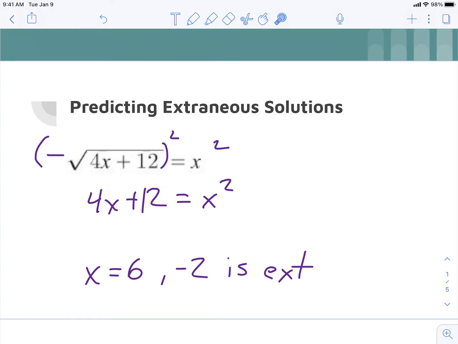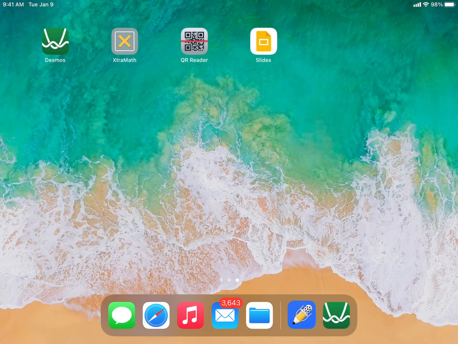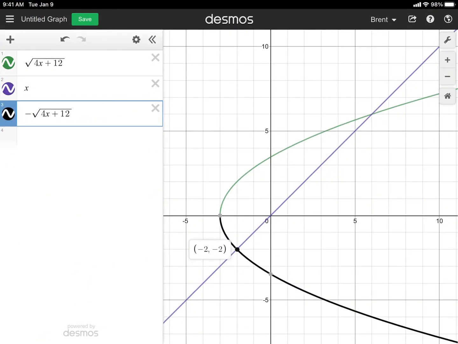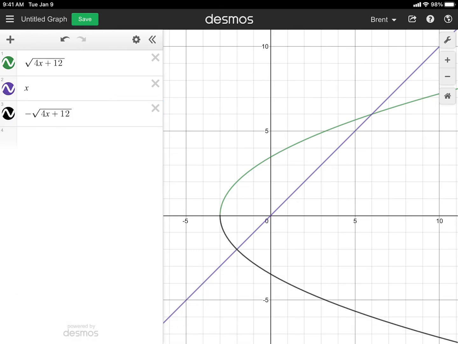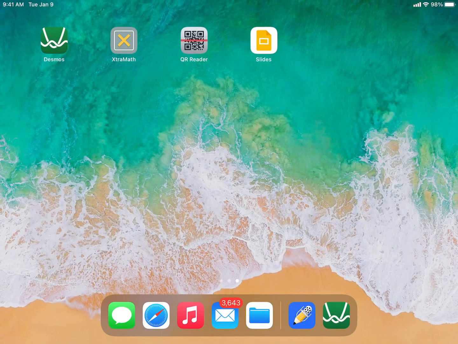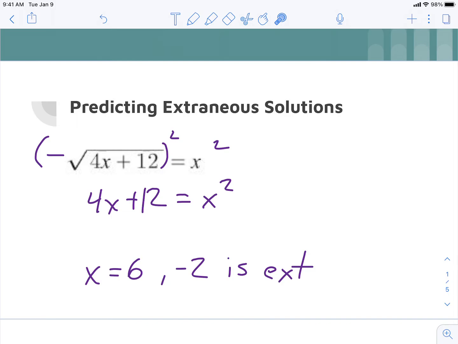So really with any radical equation, any square root equation, if you graph it and you also graph the negative, or if you're given the negative, you graph both of them, the positive and the negative, you will find you could graphically figure out any real solutions and any extraneous solutions. All right, so let's take a look at one big problem.